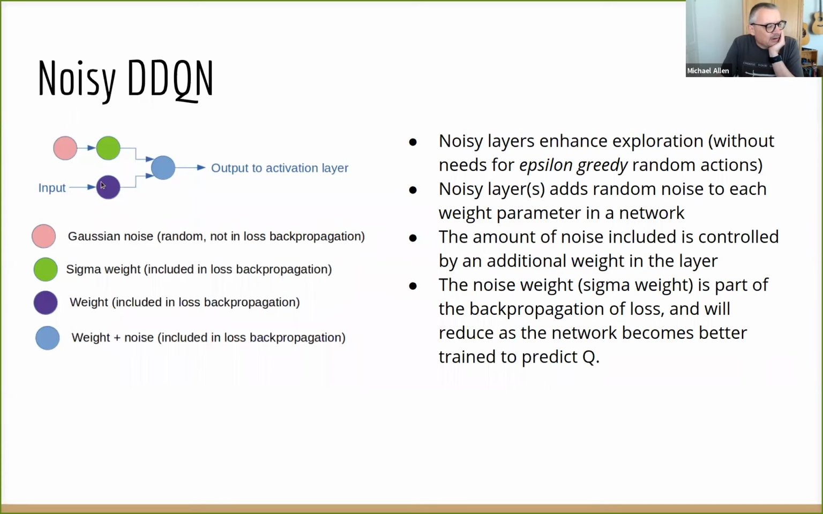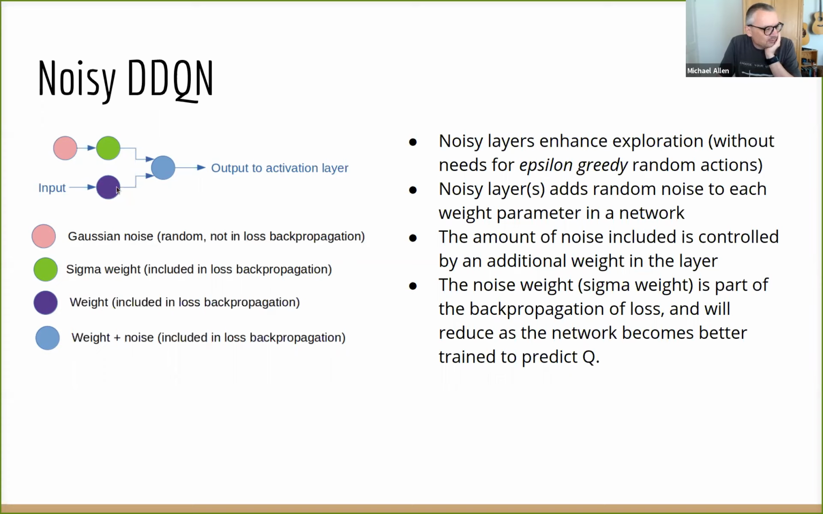So normally our weights are just these purple blobs, and there'll be hundreds or thousands of them in the network. It's what connects everything to everything else in a network. You multiply the inputs to a node by the weight, and then you sum them up and send them to an activation layer.